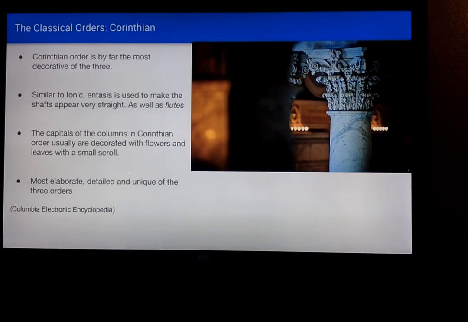The last of the three orders is the Corinthian. This is by far the most decorative, unique, and creative. Similar to the Ionic, entasis is used to make the shafts appear more straight as well as flutes. The capitals of these columns are usually decorated with flowers or leaves and a small scroll, in other words, the spiral. They're by far the most elaborate and detailed as well.